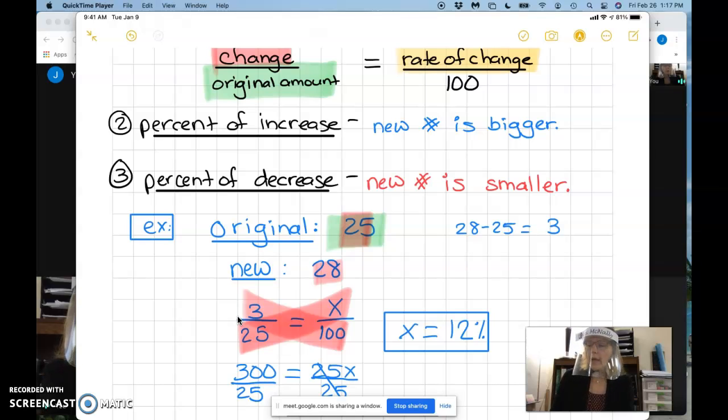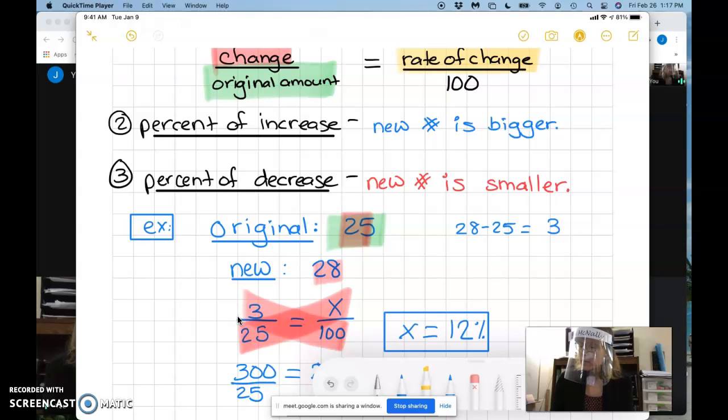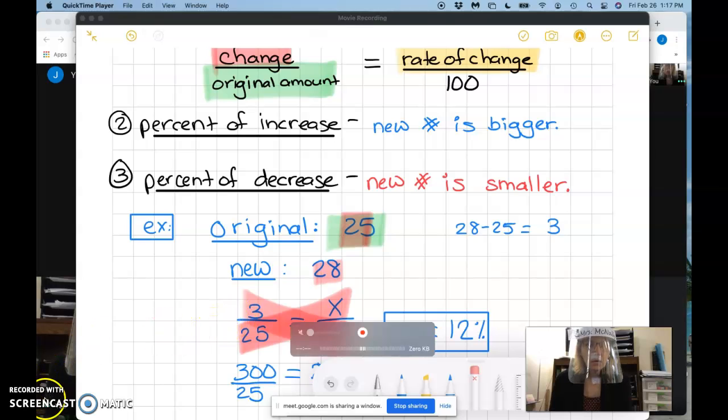But let's look at the original and new numbers again. Let's look back over here. Miss McKnight, yes, the computer's gonna die.